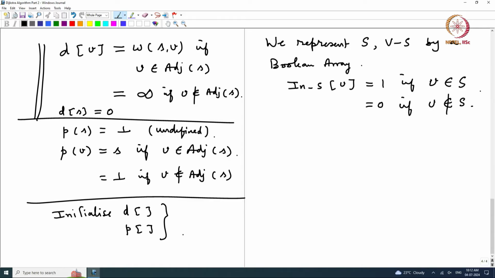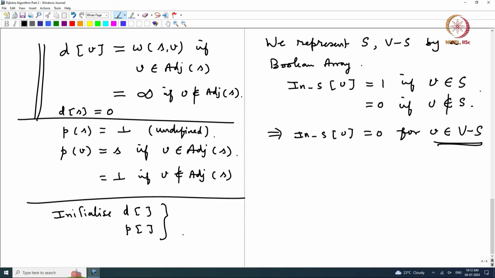Therefore, this implies inS of V equals 0 for V in V minus S, because V minus S means these are the vertices that are not in S. Therefore, if you want to check whether a vertex is in V minus S, you look into this Boolean array. You just see whether inS of V is 0. If that is the case, that vertex is in V minus S.